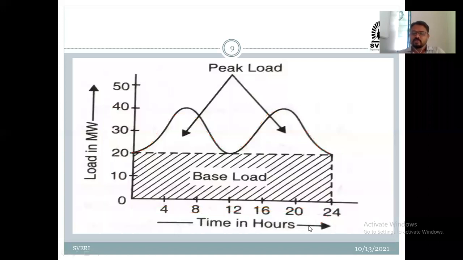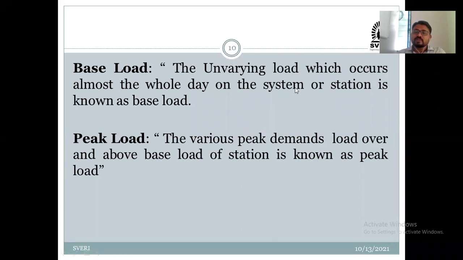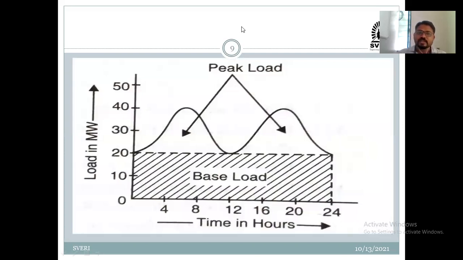So we will see the definition of base load. See here, the unvarying load which occurs almost the whole day on the system or station is known as base load. आता काय म्हटलेलं आहे बघा, अनव्हॅरिंग लोड. अनव्हॅरिंग लोड म्हणजे काय? असा लोड, this is the load which is continuously there on the system, and that load is known as the base load.